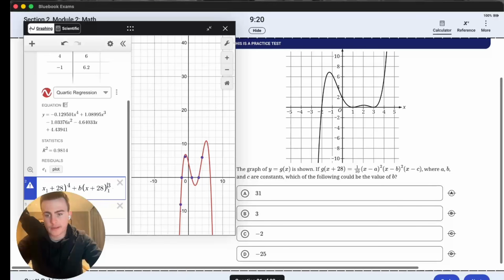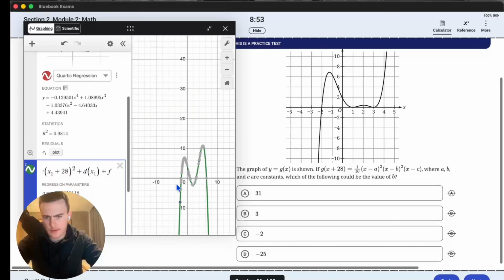My cortisol is max right now. Great. X plus 28. Why am I doing this? Because you want to get it to the other graph so that you can set them equal to each other. And then find for the other constants. X1, wait, that's fine. Plus F. Sure, we're good, I think.